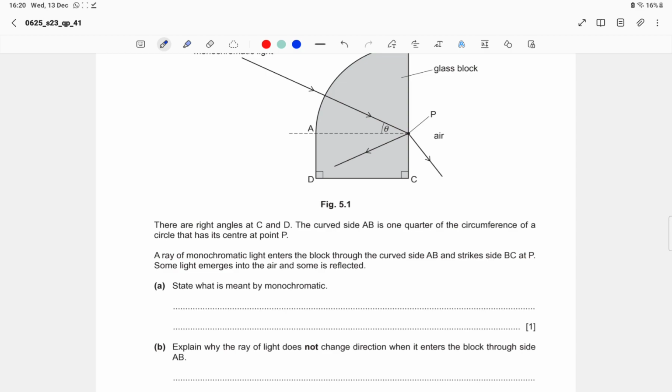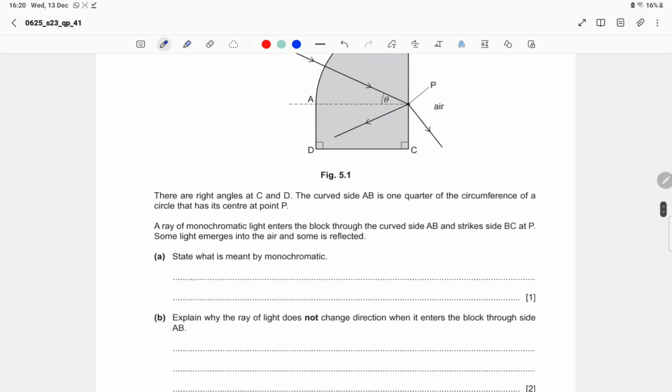State what is meant by monochromatic light. So monochromatic light is light with a single frequency. It can be electromagnetic radiation as well.